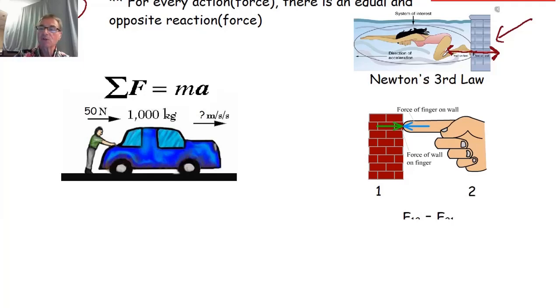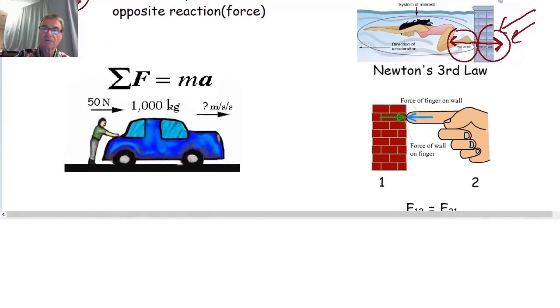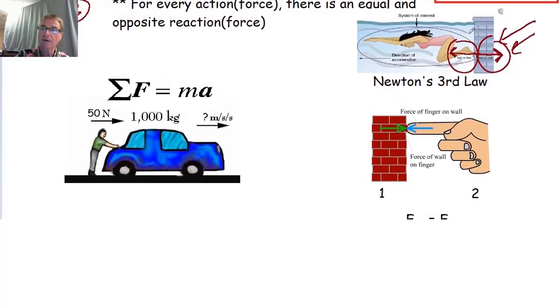One of the critical things to realize is that each one of these forces, this force here and this force here, are not on the same object. This force over here is a force on the wall. This force here is on the swimmer. So there's only one force on the swimmer, and only one force on the wall. But the force the swimmer applied to the wall produced an equal and opposite force on the swimmer. And that's the third law.